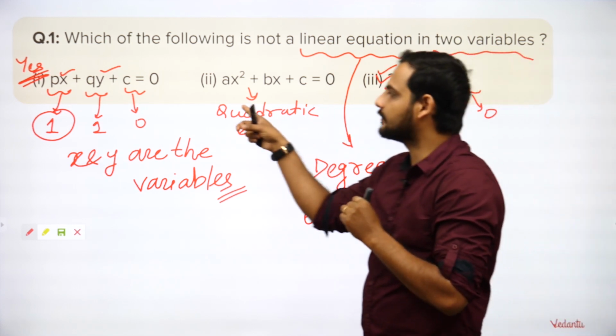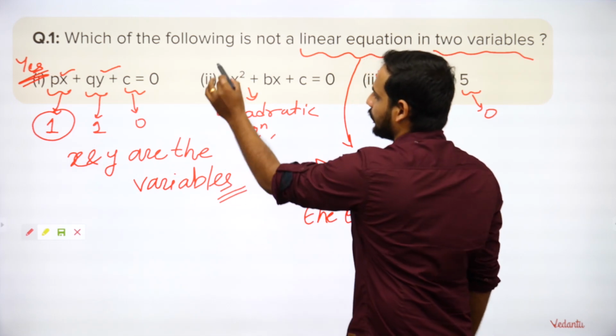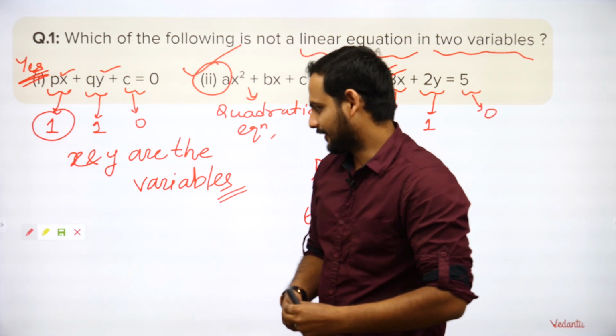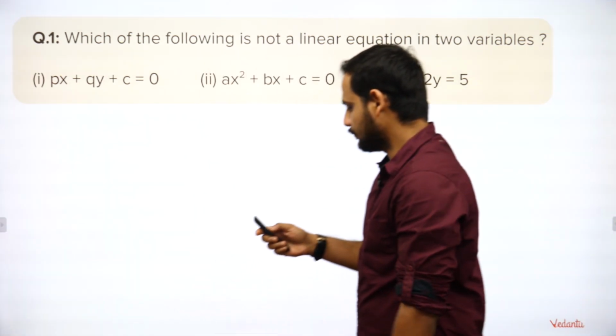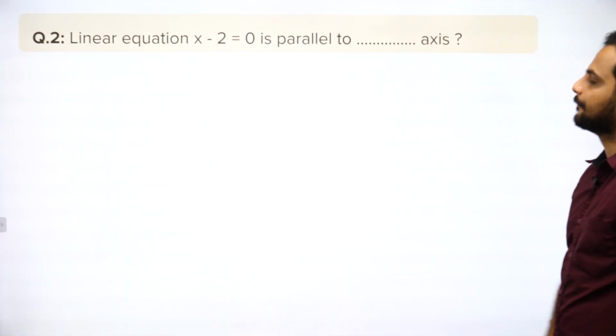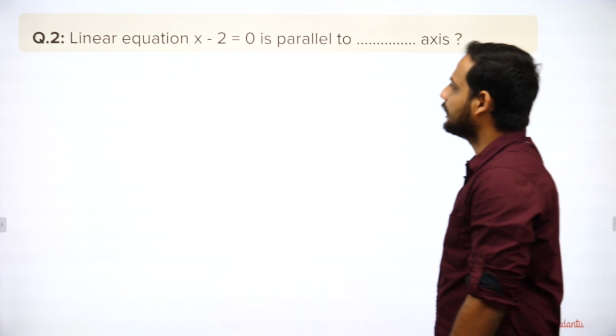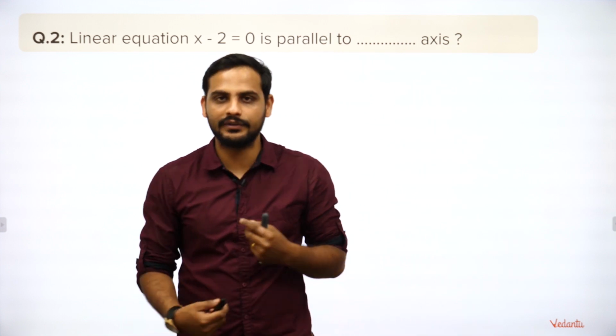So the only one which is not a linear equation in two variables will be your option 2. So option 2 will be the correct answer. Understood? Okay. Let's move to the next question. The next question is this. Linear equation x minus 2 equal to 0 is parallel to which axis? It is parallel to which axis?